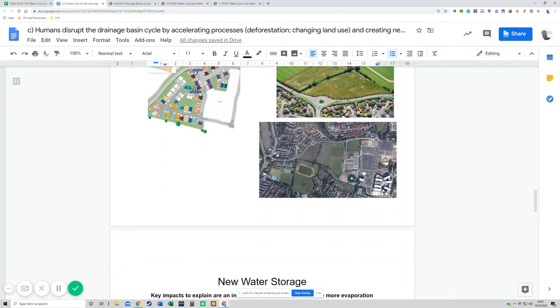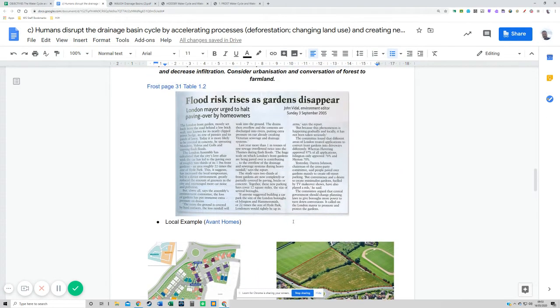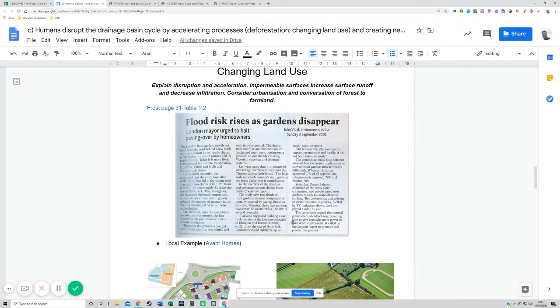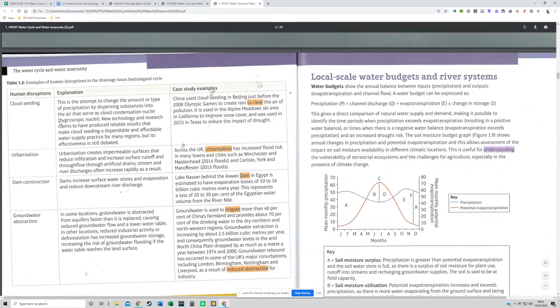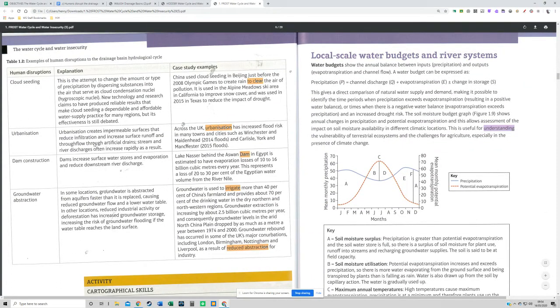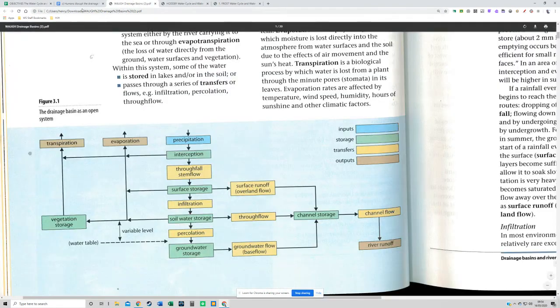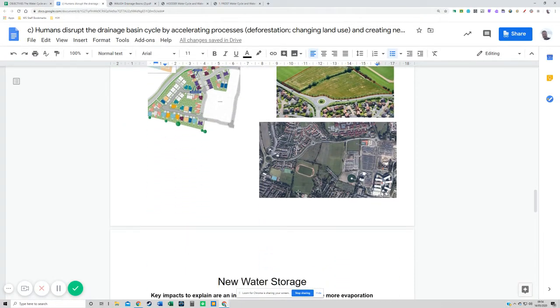So I suggest you write a similar paragraph to the one on deforestation on changing land use. Again, there's a few examples in your textbook on that as well. But urbanization and changing forests to cattle ranching is probably the best way forward on that. If you have a look at Frost, page 31, there's some stuff on that too. Just find that here. So you've got urbanization there. It's always nice to use a local example like the one in Wakefield we've just seen there.